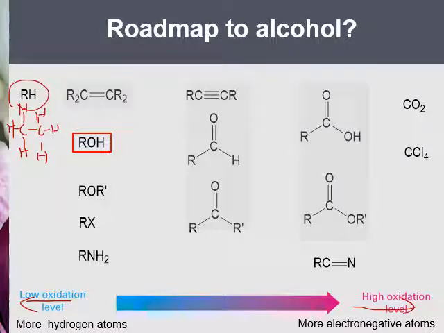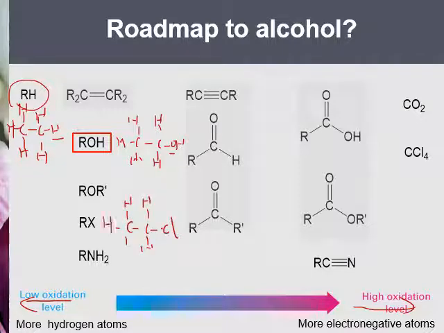So by replacing one hydrogen by oxygen, then we get alcohol. And this reaction is oxidation. And alcohol has a higher oxidation level than alkane. Not only oxygen, we can replace by chlorine. That's an alkyl halide.